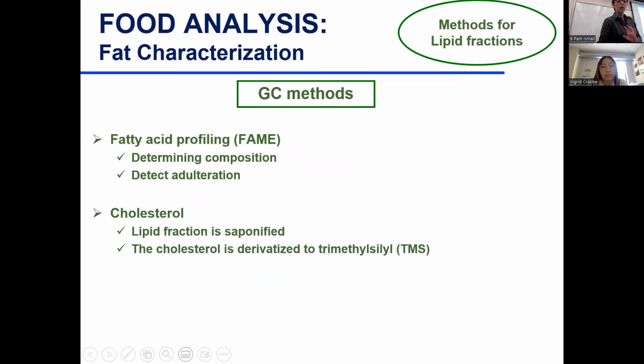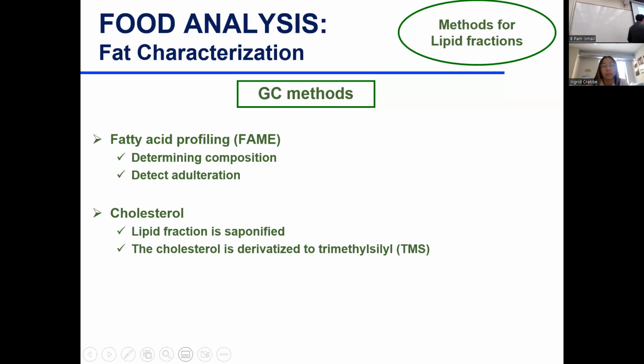And then for cholesterol, when you have your lipid extracted, you want to get the non-saponifiable matter. The non-saponifiable matter is cholesterol. So you have a question for the lab report asking you about the non-saponifiable matter, and that is cholesterol. So if you take the lipid fraction and saponify it, cholesterol will not be saponified. Then you will have fatty acid salts in your aqueous, and cholesterol will remain in your organic solvent.